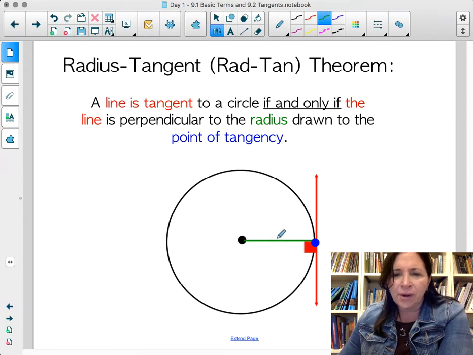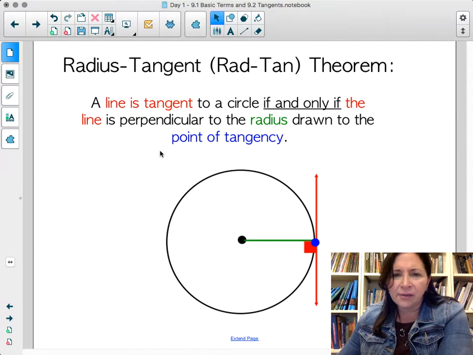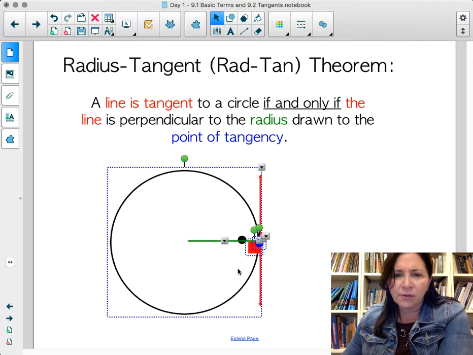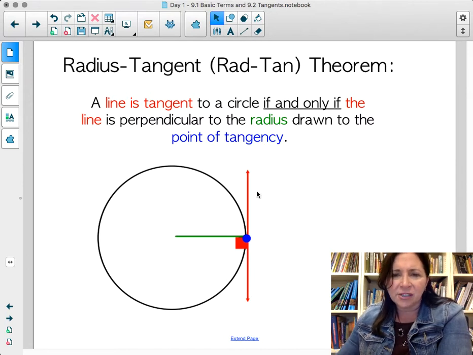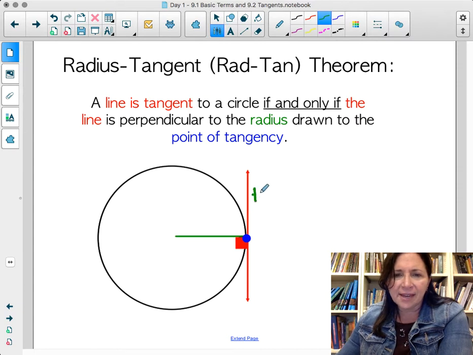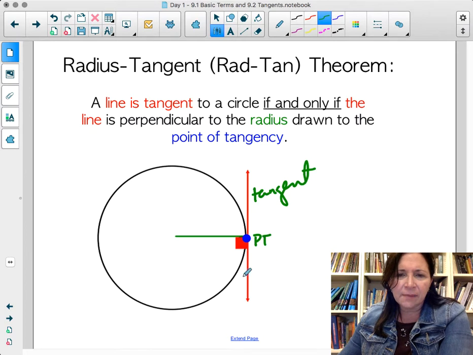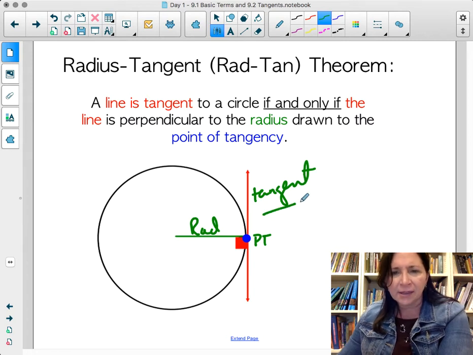So see how we have our radius here? If the line is perpendicular to our radius, let's move this over to the left so you can see. If my radius here is perpendicular to this line right here, that line becomes my tangent. So this right here is my tangent line. This is the point of tangency, and this is my radius. If the radius is perpendicular to my line here, the line is tangent.